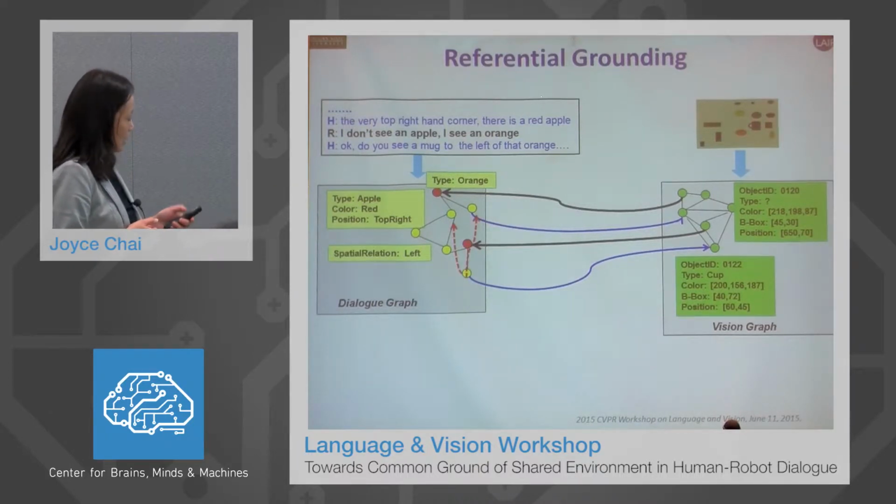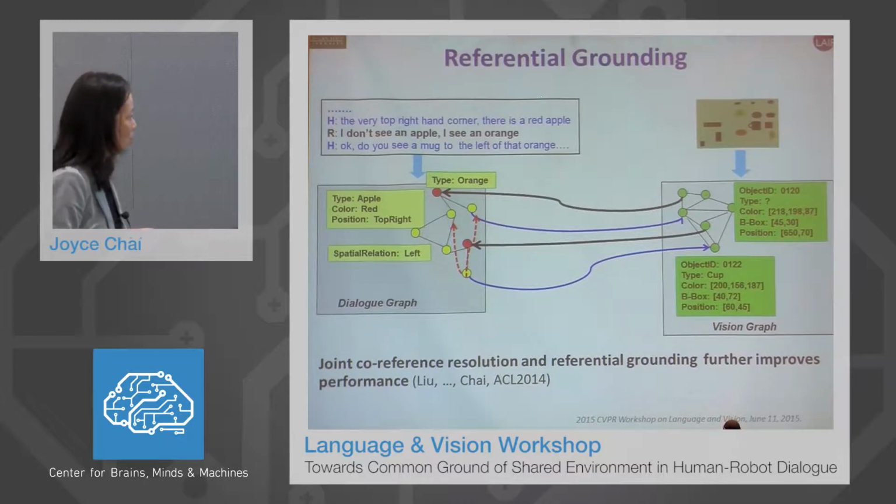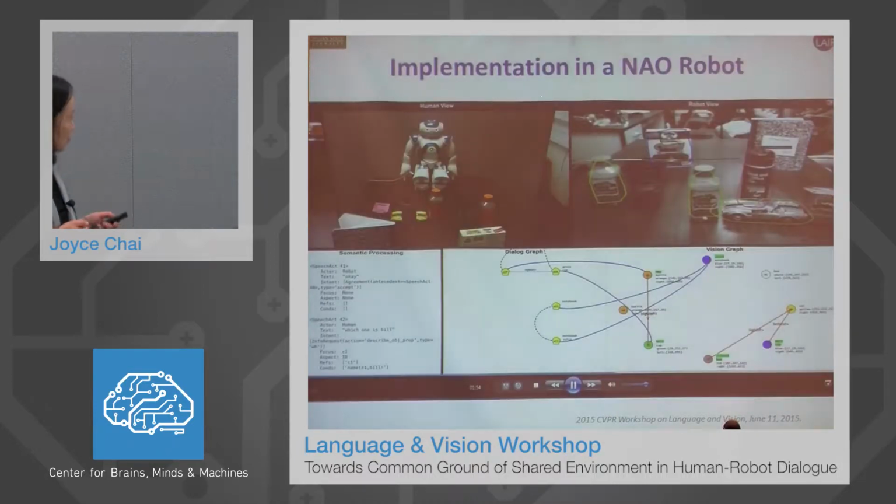And another thing to look at is that throughout this discourse, there are a lot of expressions that tend to co-refer with each other. Instead of just making a commitment about those co-referring relations when building the dialogue graph, we can maintain all the hypotheses about these co-reference relations and then do it jointly. If we do a joint co-reference resolution and referential grounding, it can further improve the performance, both the accuracy and efficiency. So we're not going into details about these algorithms. But we did incorporate this referential grounding algorithm into a NAO robot.